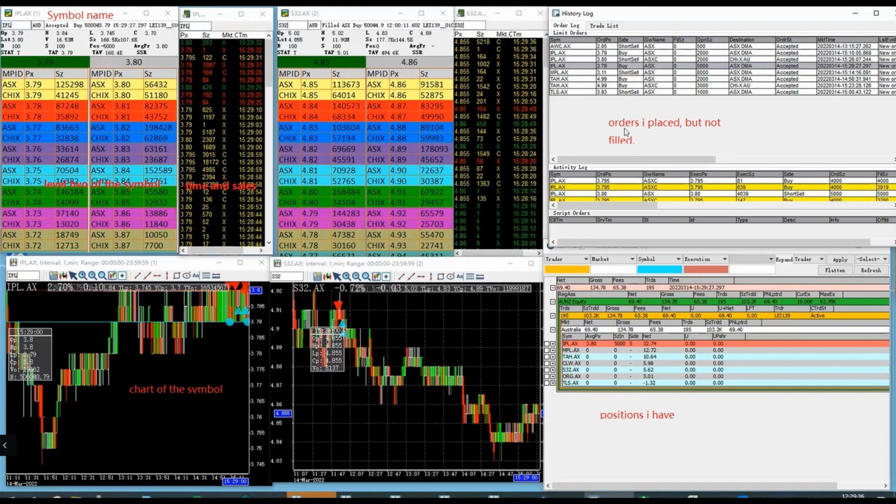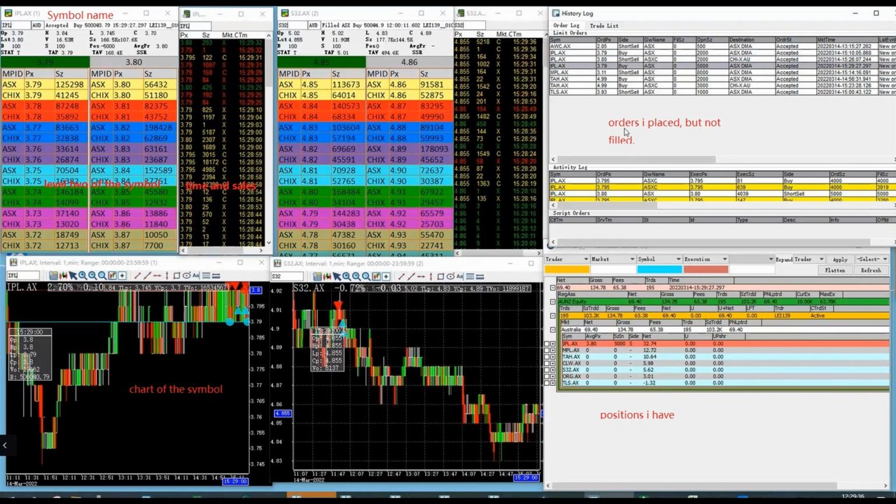This is the history log. These are the orders I placed but not filled. You can see this is a sample. I short those symbols, and this is the gateway, and this is how many shares I placed, and this is what time I placed the order. The last window is a summary. It shows the position I have at this time.